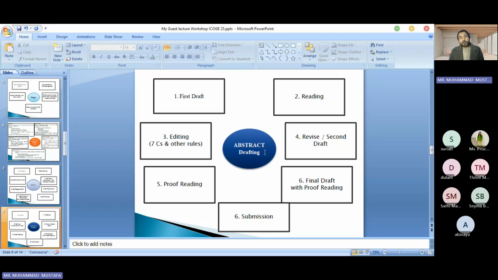So while following the drafting rules, what does one need to do? One needs to mend the things. Omission and addition is very important.